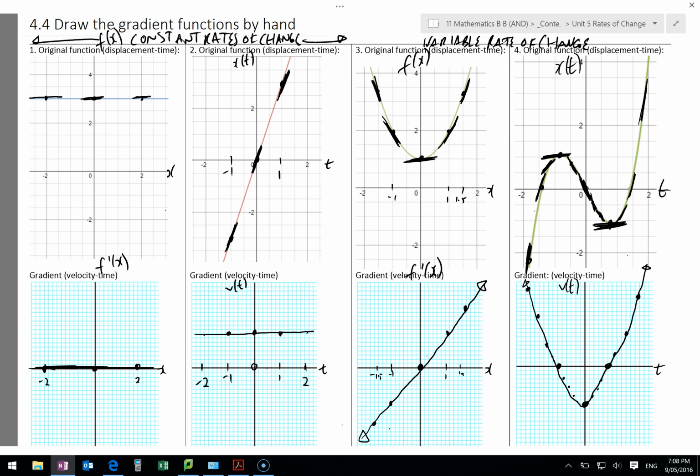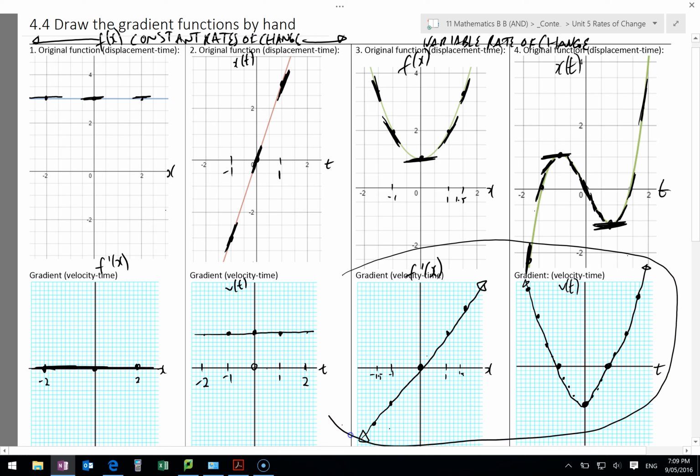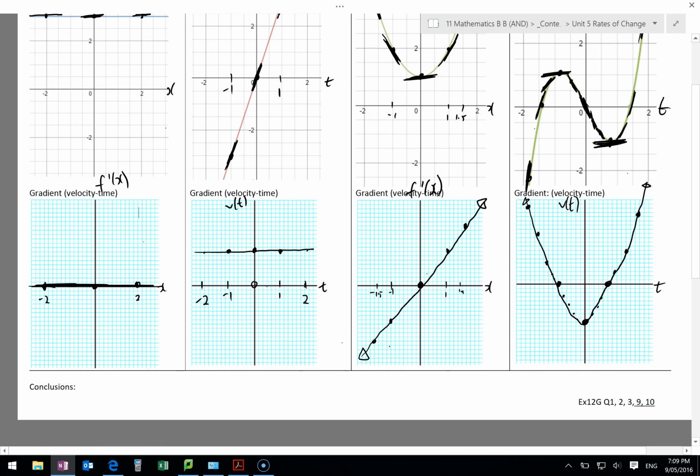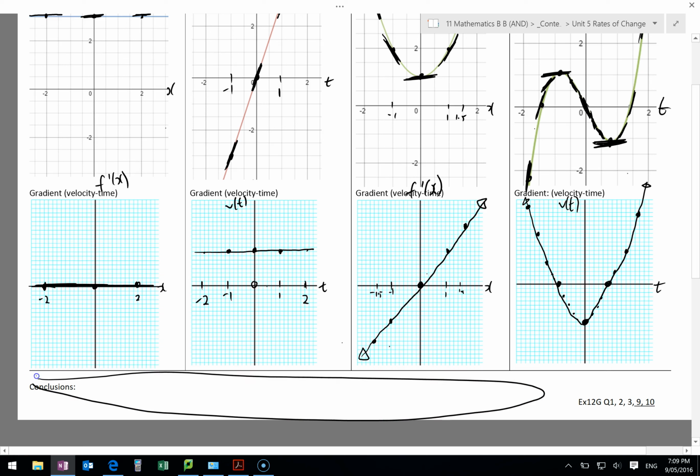Now we're going to do an activity in class tomorrow that'll hopefully help you understand why I drew these two graphs in that particular way. And from that activity, hopefully we'll be able to draw a few conclusions that we can write down in this box before we play around with some of these questions.